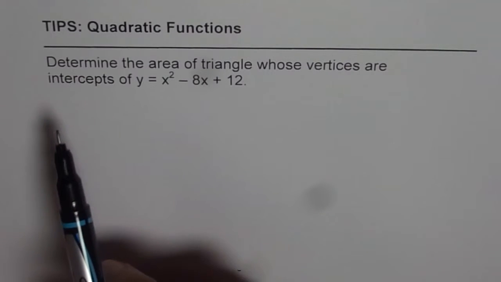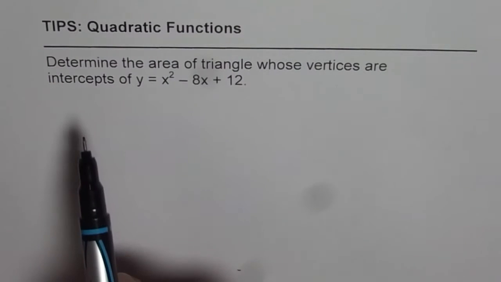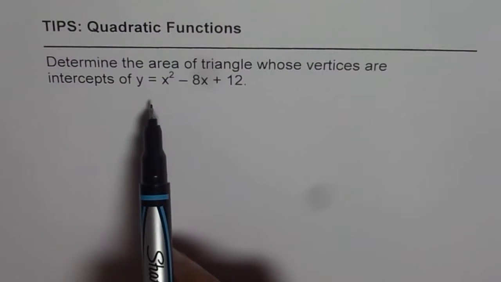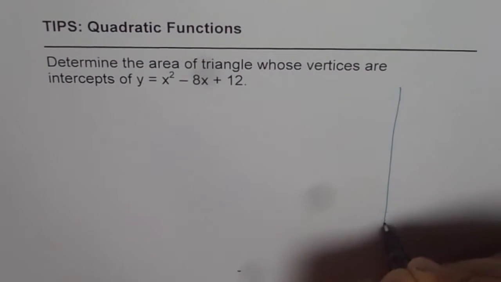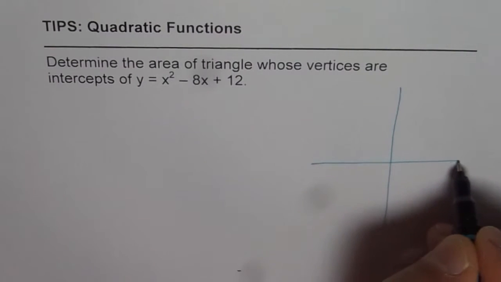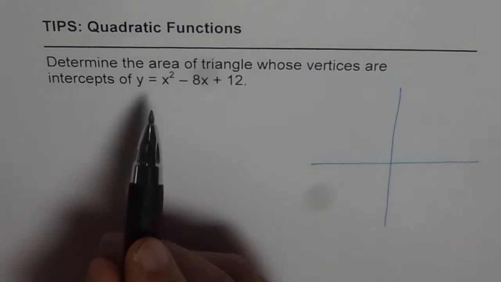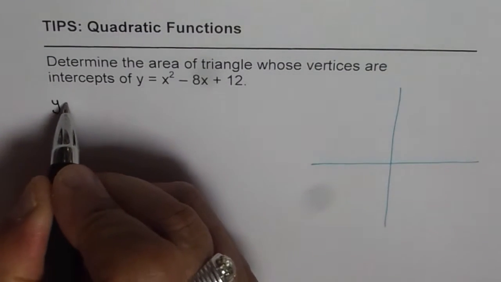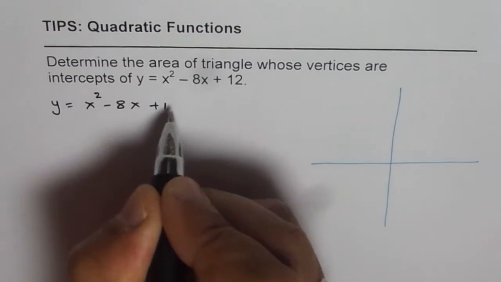The question here is, determine the area of a triangle whose vertices are intercepts of y equals x squared minus 8x plus 12. Now let's try to sketch this function and then we'll figure out the area of the triangle. Y equals x squared minus 8x plus 12.